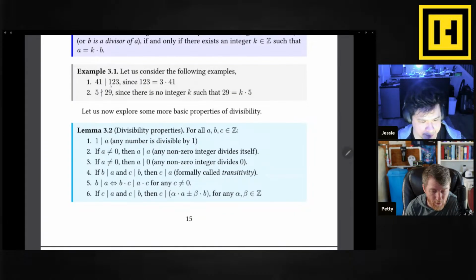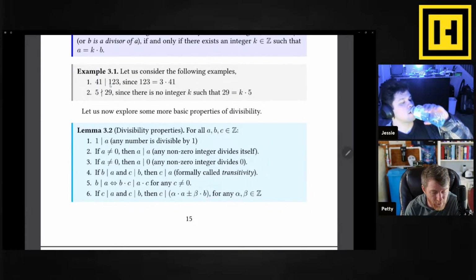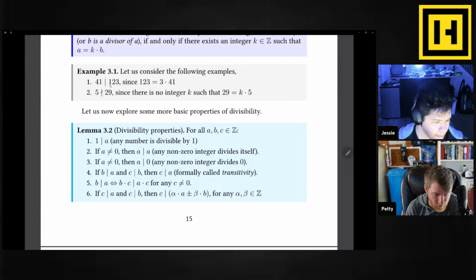Let us now explore some more basic properties of divisibility. Lemma 3.2, divisibility properties: for all A, B, C in the integers, 1 is a divisor of A. Any number is divisible by 1. If A is not equal to 0, then A is a divisor of A. Obviously, A can divide itself. If A is not equal to 0, then A is a divisor of 0. If B is a divisor of A, and C is a divisor of B, then C is a divisor of A, a property called transitivity. So divisibility is transitive. That's the property you get.